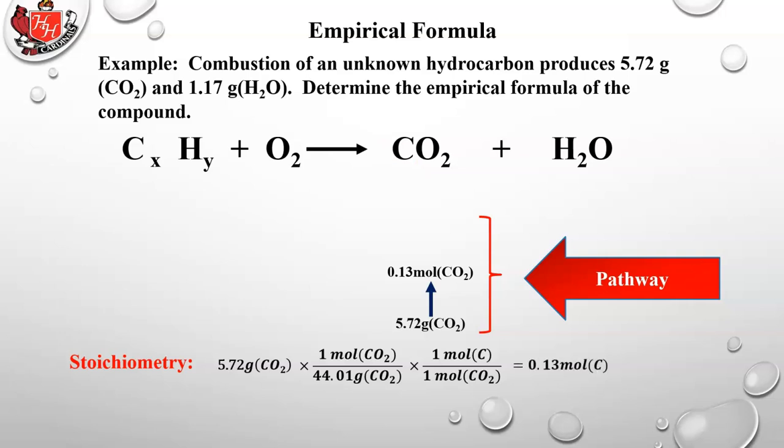And then that's going to give us 0.13 moles of carbon. So in other words, our 0.13 moles of CO2 produces 0.13 moles of carbon. It's a 1-to-1 relationship. And where did all that carbon come from? The only place it could have come from is over here in the CH compound. So that means we know we have 0.13 moles of carbon there.